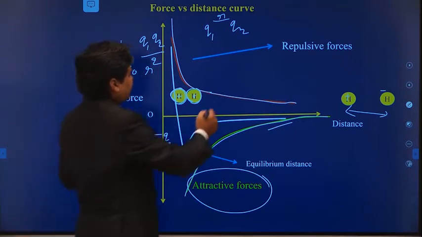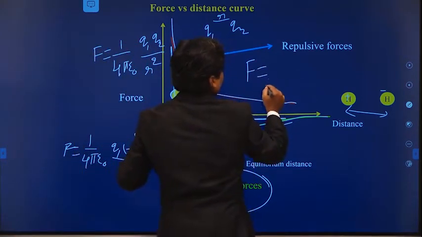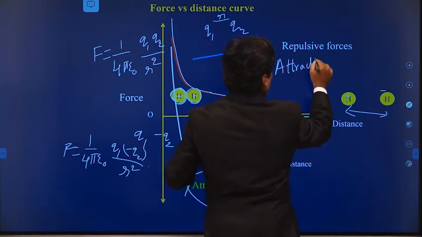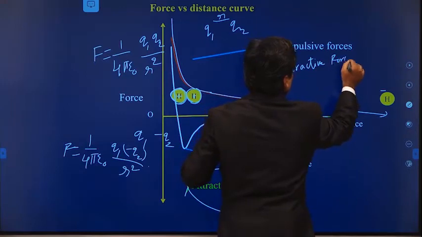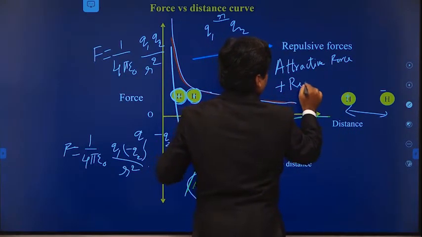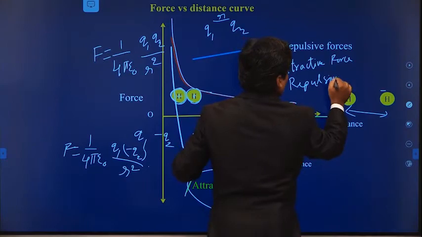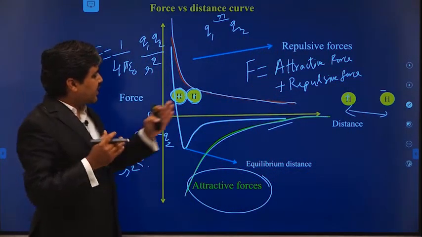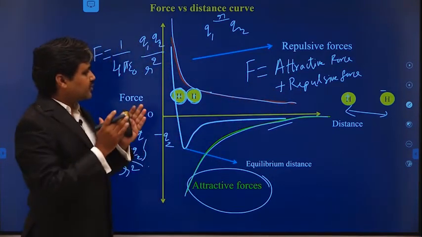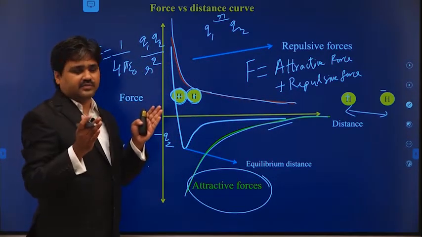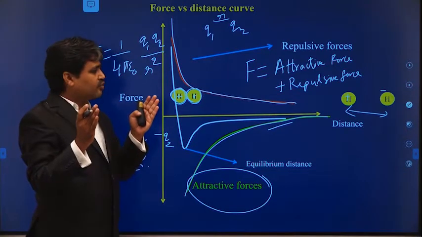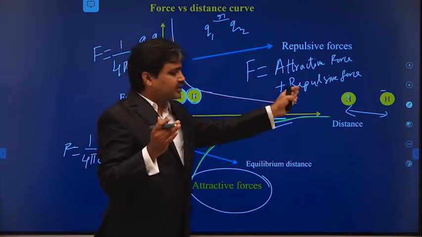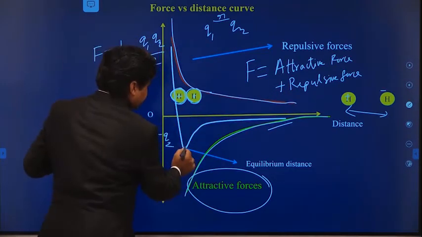At some point, the total force acting between the two atoms is equal to the attractive force plus the repulsive force. The attractive force tries to bring the two atoms close together, and the repulsive force tries to prevent the atoms from merging. That means it tries to move the two atoms apart. The repulsive force does not allow the two atoms to merge together. This is called the equilibrium distance.